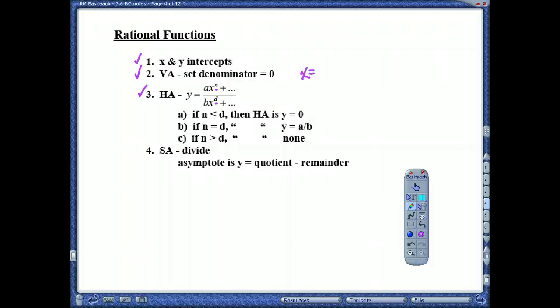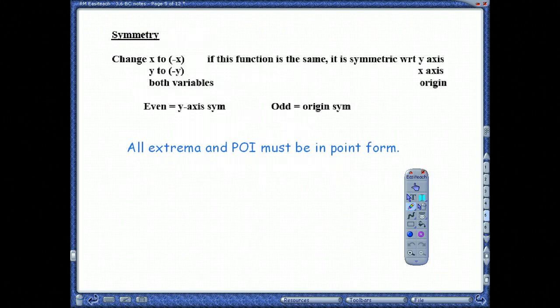If the power on top is bigger, you don't have a horizontal asymptote, you will have a slant asymptote or an oblique asymptote. To find your slant asymptote, you are going to divide and throw away your remainder. So it's still going to be in the form of y equals that quotient without the remainder. Any remainder, you're just going to cross it out, you're not going to count it.